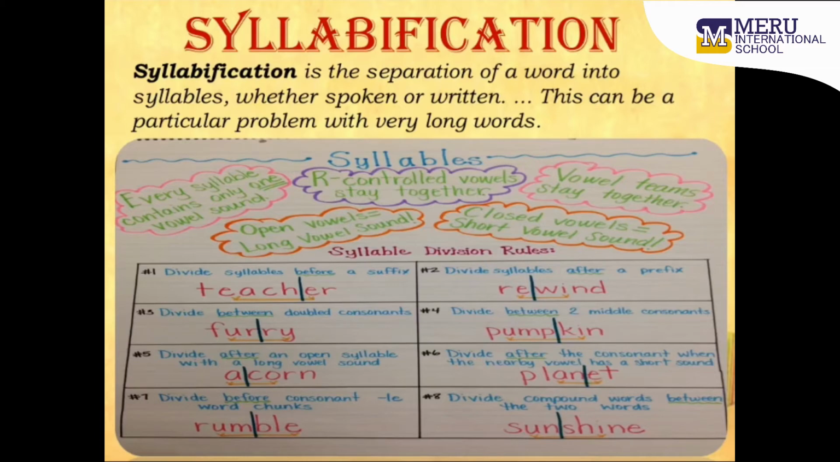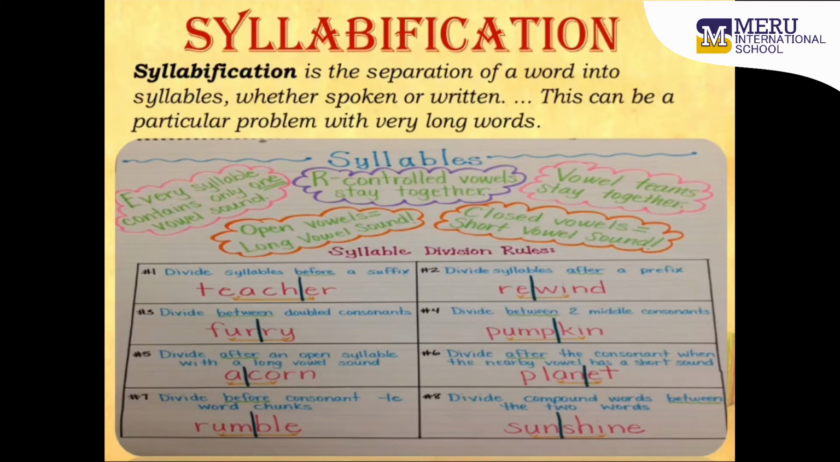The next rule is divide after an open syllable with a long vowel sound. As in a-corn. Next is divide after the consonant when the nearby vowel has a short sound. As in plan-et.